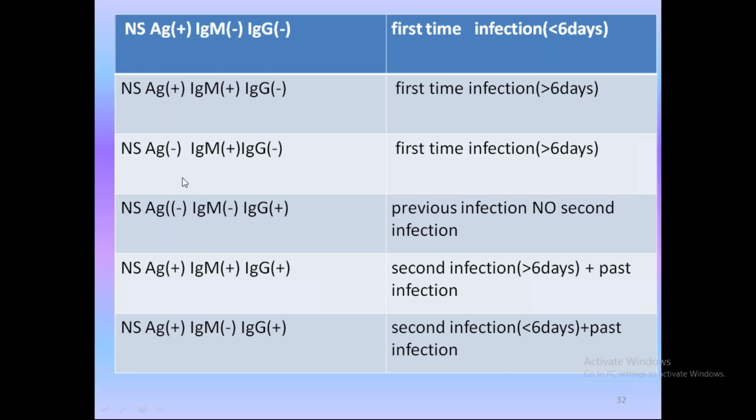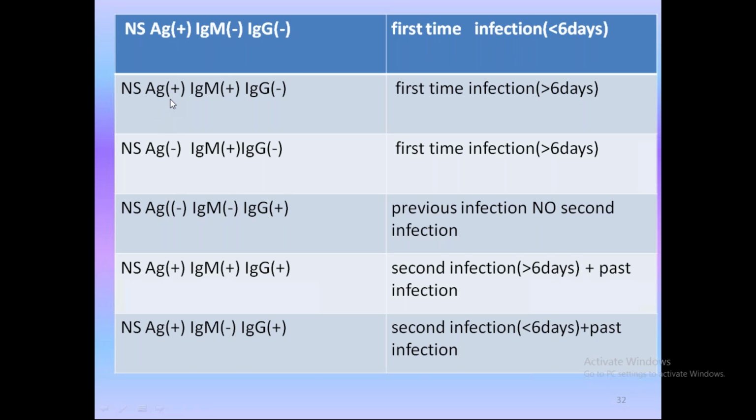So how to interpret these investigations? Mainly the NS1 antigen, IgM and IgG antibodies. If any child comes with this report, NS1 antigen positive, IgM negative, IgG negative, that is a first-time infection, a primary infection, and the duration of illness is less than 6 days. That's why the child may not develop IgM or IgG antibodies. So this is a primary, acute illness of less than 6 days. Only NS1 antigen will be positive.